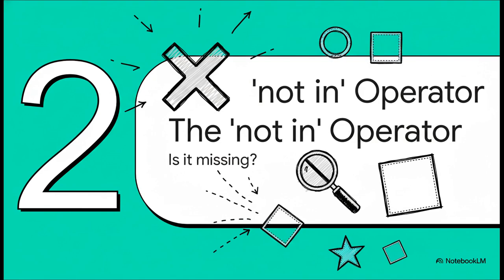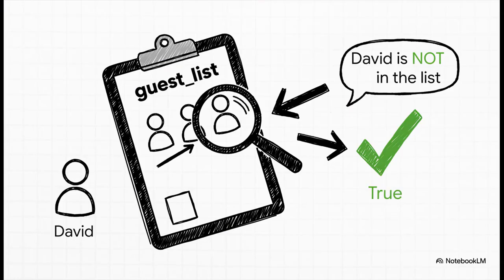If in is all about confirming that something is there, not in is for confirming that it's absent. It's just as important, and it works exactly the same way, just the opposite. Let's go back to that guest list. This time, we ask, is David not in the guest list? Python takes a look, sees Alice, Bob, Charlie, no David. So our statement, David is not in the list, is correct. And the result we get back is True.